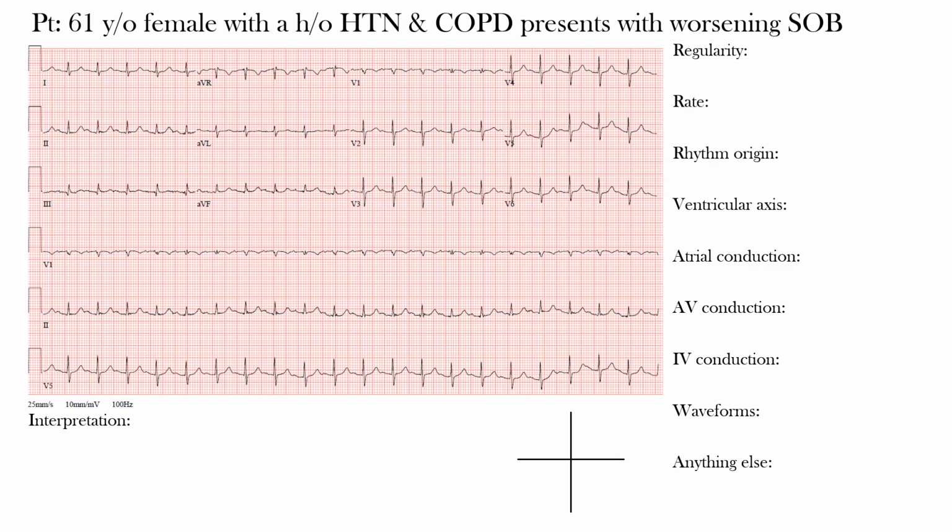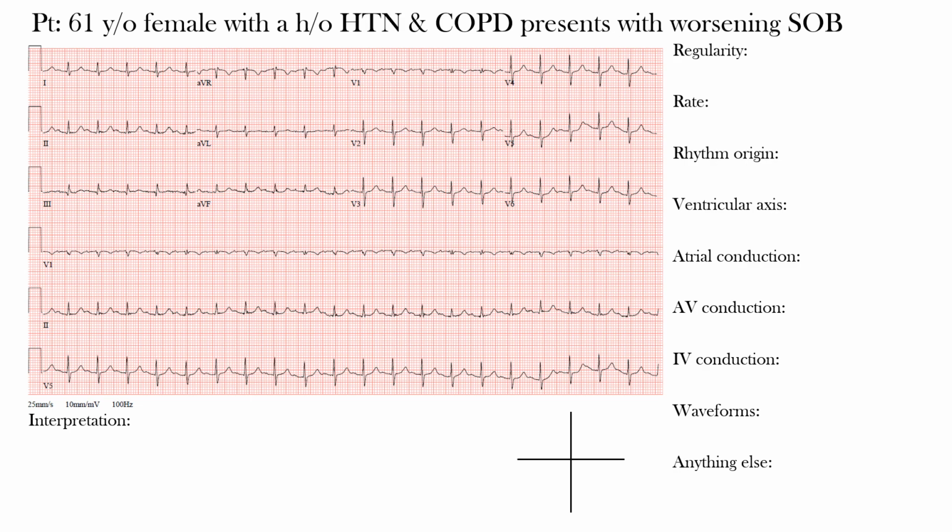Now before we get started, let's review the approach we've been using to interpret EKGs. So notice we have the patient's clinical presentation and then the EKG below it. On the right side of the screen, we have a list that we'll go through before making our final interpretation. First, we have the regularity of the rhythm, meaning are we dealing with a regular or irregular rhythm? And then we'll decide if we have an irregular rhythm, is it regularly irregular or irregularly irregular?